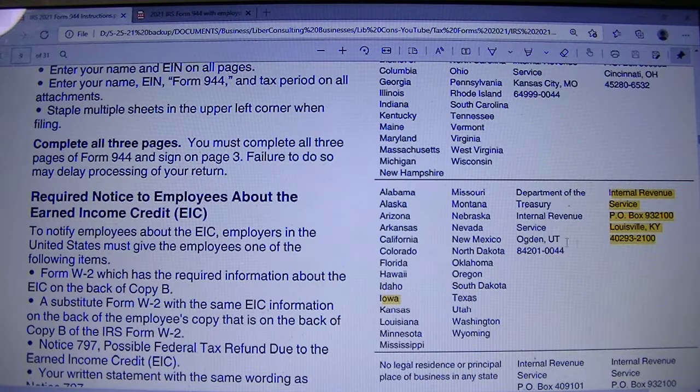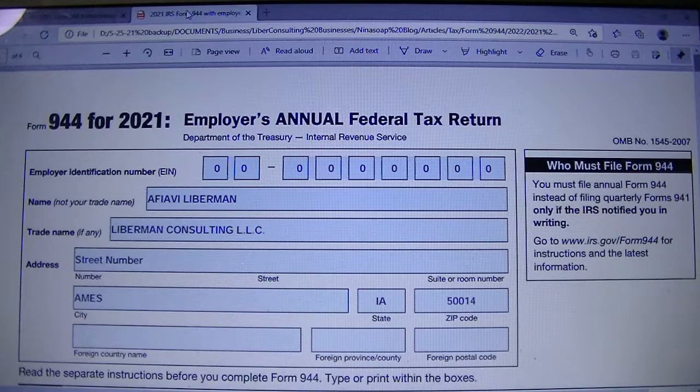You will find the address, you will mail the form. If you are completing it by hand, you have to mail it. You will need to find the address. We'll come back to that later. So how do you complete Form 944 for 2021?